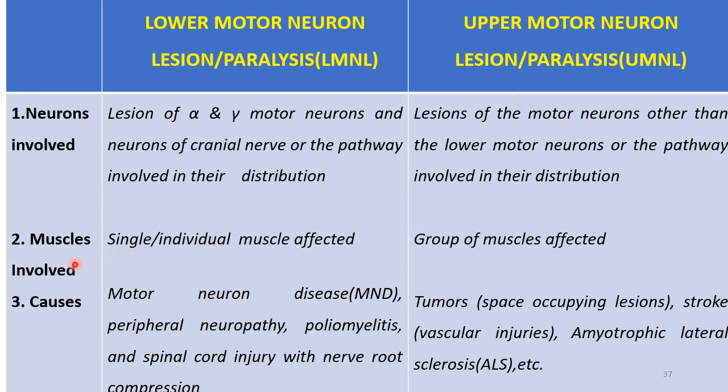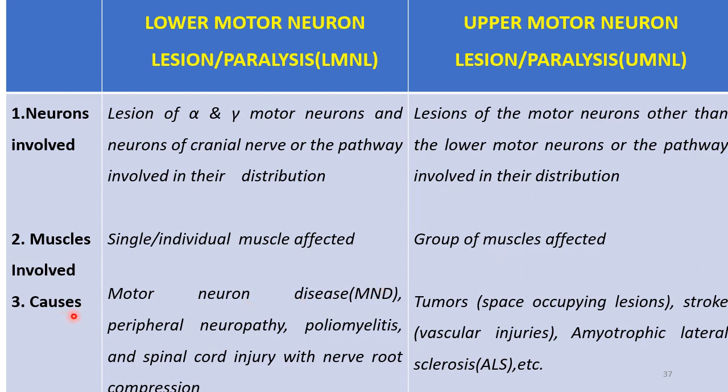Now, which group of muscles is involved in the case of lower motor neuron lesion? In the case of lower motor neuron lesion, generally a group of muscles is not involved. Generally a single or individual muscle is affected, because most of the time it is localized. While in the case of upper motor neuron lesion, a group of muscles is generally affected, not a single individual muscle.